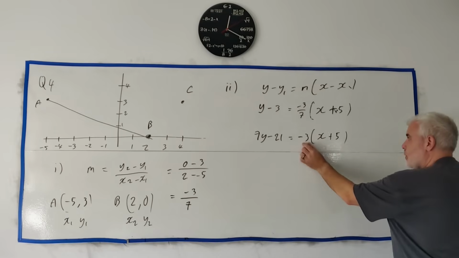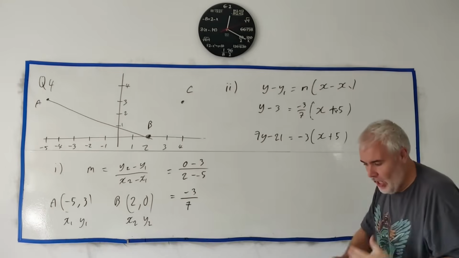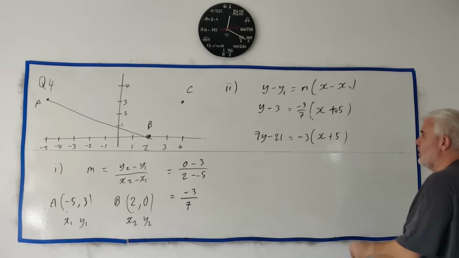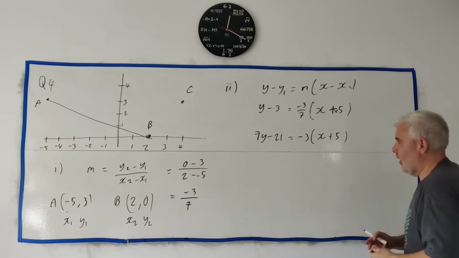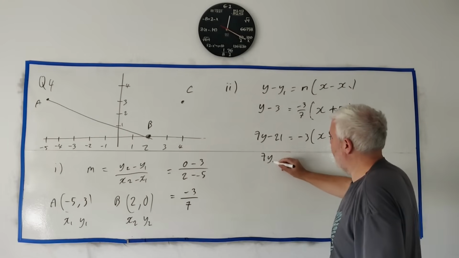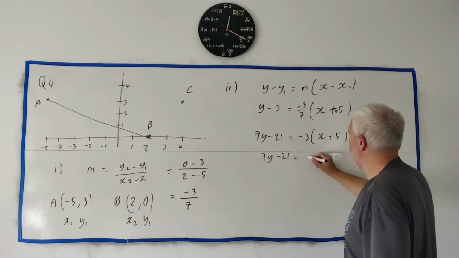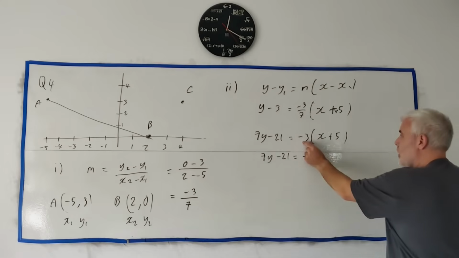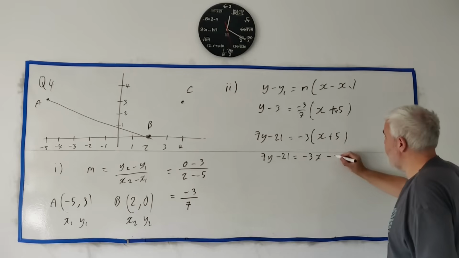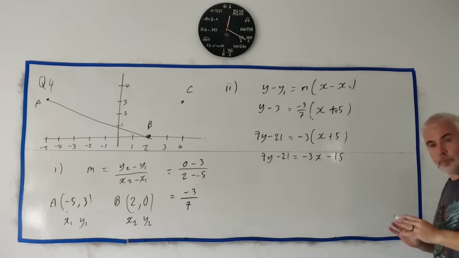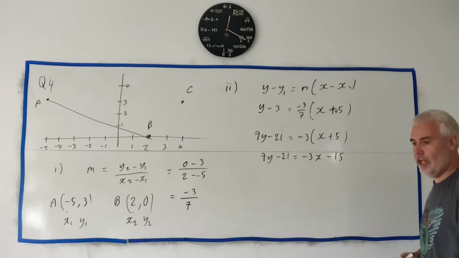Next, I like to multiply this bracket in. Again, this is a very common and very standard question to come up. We just multiply this in to get rid of this bracket. So on the left we'll have 7y minus 21 is equal to minus 3x. Minus 3 multiplied by x, minus 3x. Minus 3 multiplied by 5 is minus 15. That's it. That's the equation of a line already.